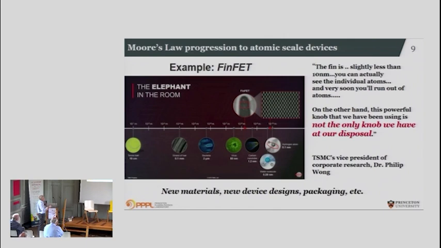He's using this FinFET. FET stands for field effect transistor. And you can see from the transmission electron micrograph here that you can actually see the individual atoms in these transistors. The fin is slightly less than 10 nanometers. You can see the individual atoms, and very soon you'll run out of atoms as this thing continues to shrink. But then he says, on the other hand, this powerful knob that we've been using, by that he means shrinking, is not the only knob we have at our disposal.